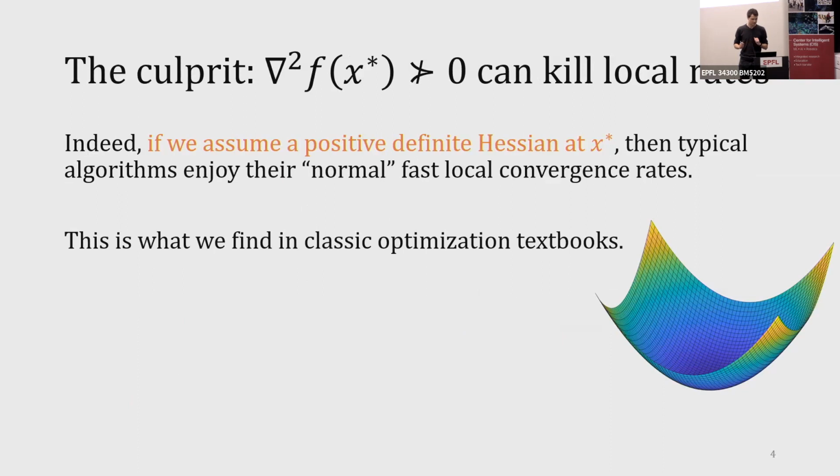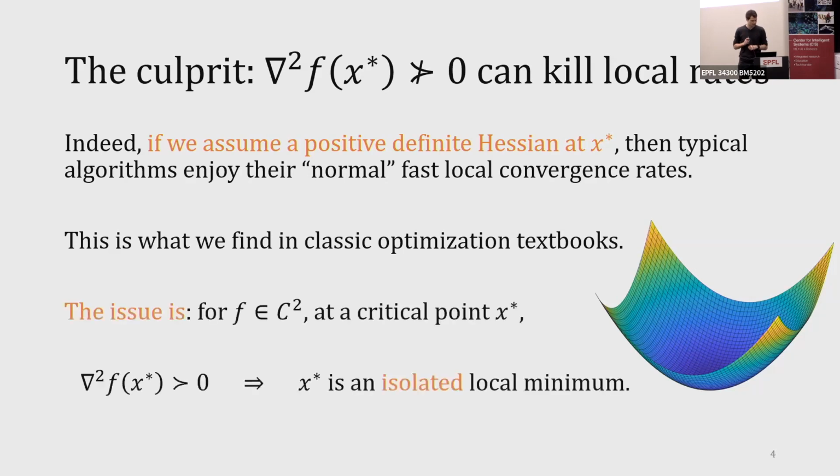Now, the reason this is an issue for the story I want to tell you today, which is about non-isolated minimizers, is that if your cost function is C2, and you consider a critical point x star where the gradient is zero and the Hessian is positive definite, which is what you would have to assume in order to call upon the most classical results, then it necessarily turns out that x star is not only a local minimum, which is good, but an isolated local minimum, because the Hessian forces the function to curve up in all directions immediately. Therefore, if your Hessian is positive definite, your minimizer is isolated. So if you're interested in functions where the minimizers are not isolated, you cannot assume that the Hessian is positive definite. You need something different.